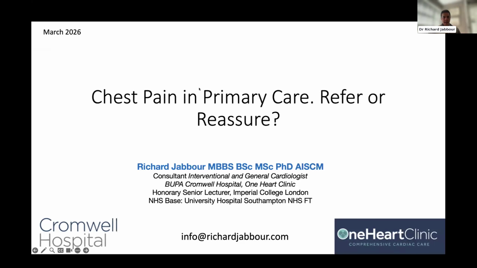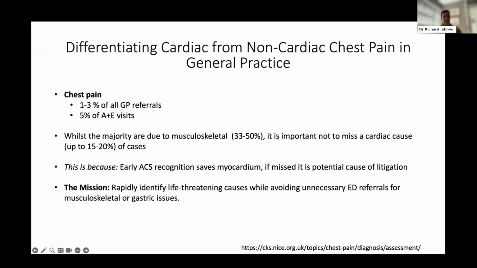Chest pain in primary care is a challenge, and differentiating it from non-cardiac chest pain is important. It accounts for around 1 to 3% of all GP referrals and around 5% of A&E visits. Whilst the vast majority are non-cardiac and probably musculoskeletal, it is important not to miss a cardiac cause, which can account for up to 15 to 20% of cases. This is because early ACS recognition saves myocardium, and if it's missed, it is a potential cause of litigation.